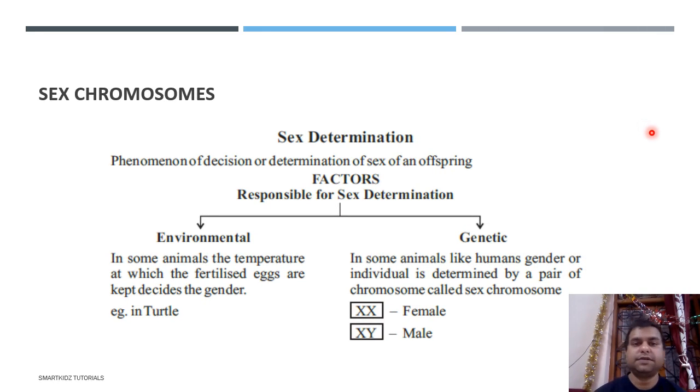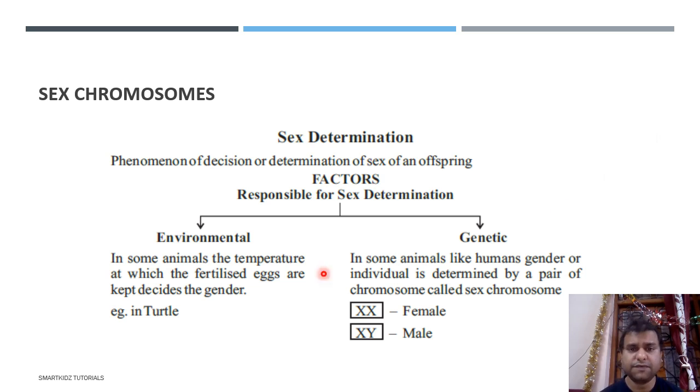Hello students, in the previous video we learned about how the traits are expressed. We also learned about the three laws of inheritance by Mendel. Moving on, we look at sex chromosomes and how the sex of an individual is determined, whether it is humans or certain other organisms.